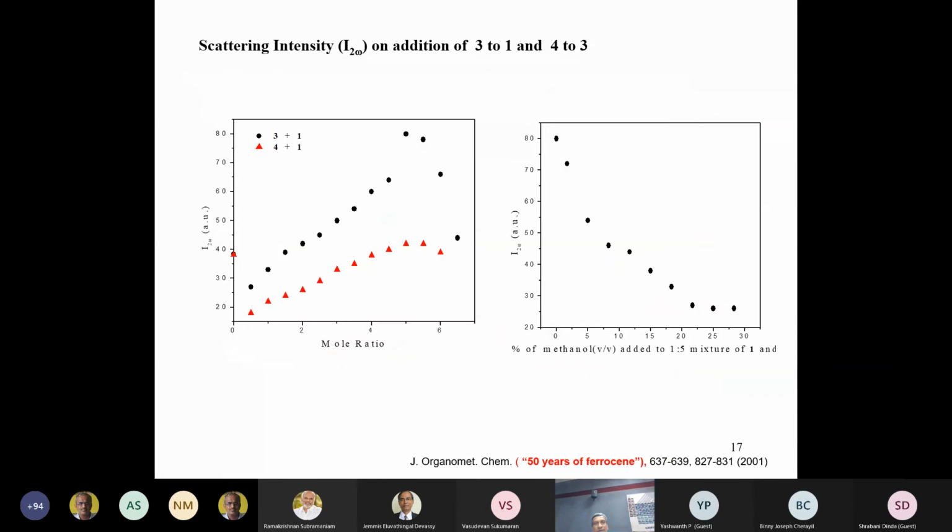Now the question is, we did the experiment. Again, the second harmonic titration, adding one into the other in chloroform, and we found that between 1 and 3, you form the 1:5 complex and not the 1:2 complex. With the control experiment, it kept going, but at some point it was coming down a little bit. We never knew why it came down at that point, but it is reversible. Again, you can add methanol and you can reverse it. So finally, we submitted this in that 50 years of ferrocene issue, and that was accepted.